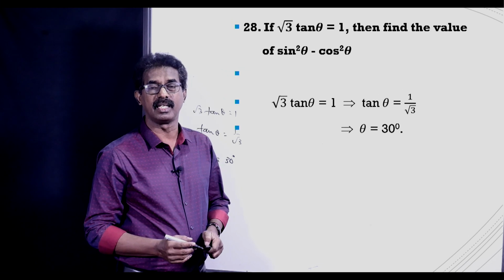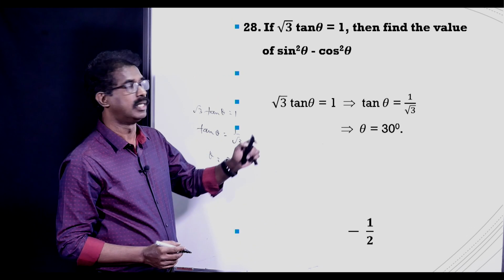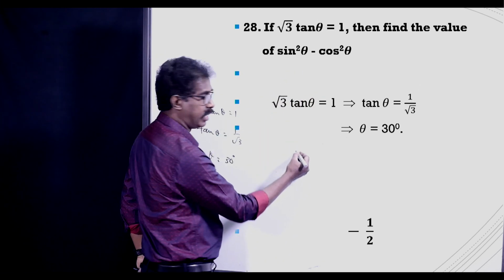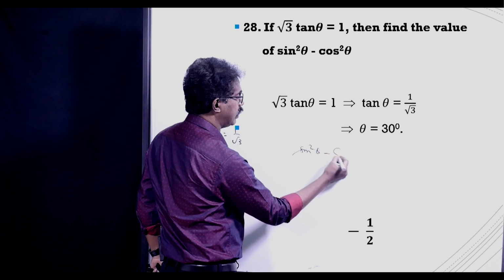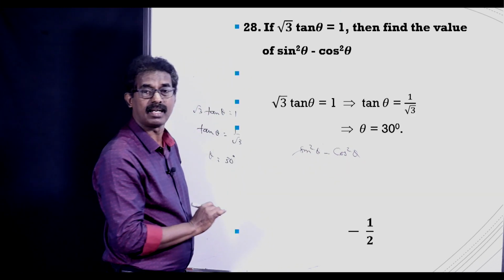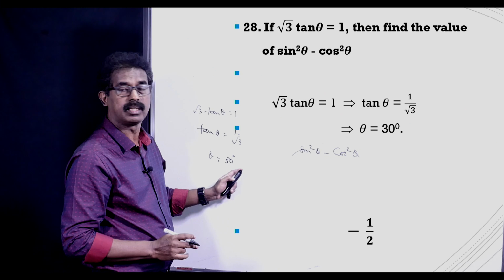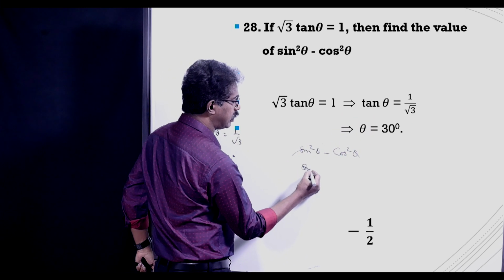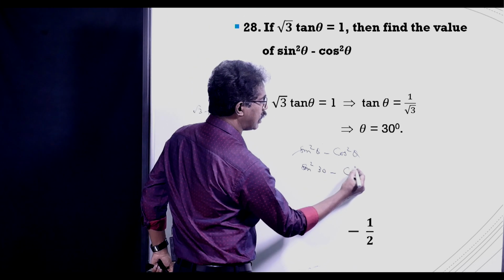What did they ask to find here? They asked to find the value of sin square theta minus cos square theta. You know the theta value now. What's the theta value? You got it as 30. Substitute that 30: sin square 30 minus cos square 30.